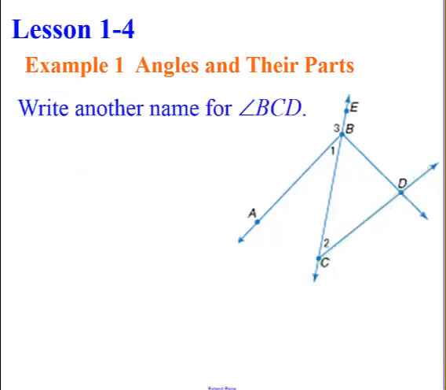Okay, another example here. Write another name for angle BCD. So the first thing we want to do is find our angle BCD, and we want to name it differently. So we could call it angle 2, or angle ECD, or angle DCE, or angle DCB.